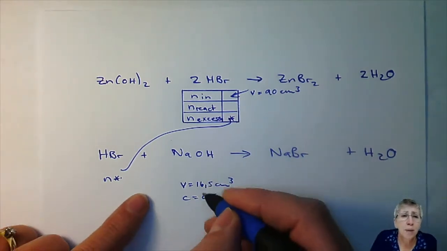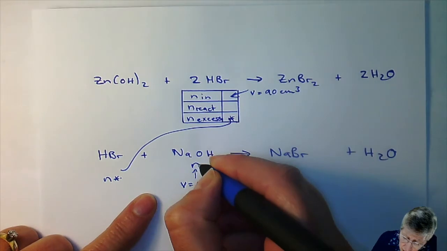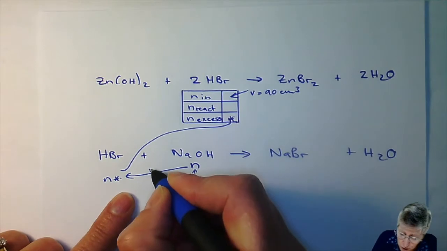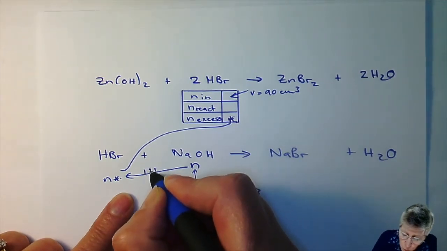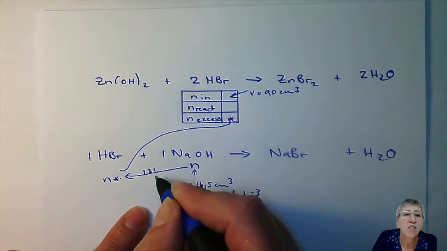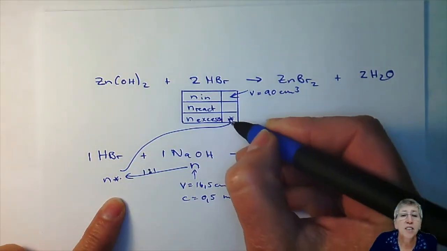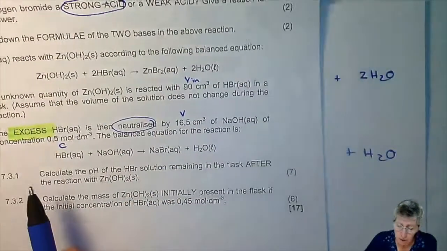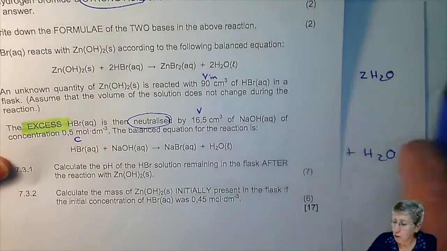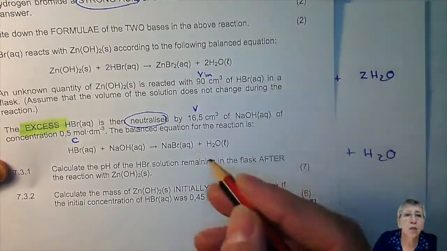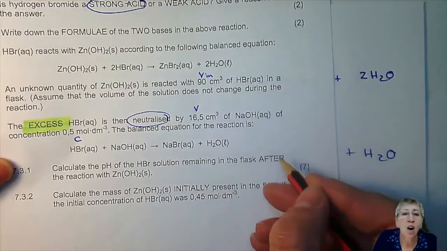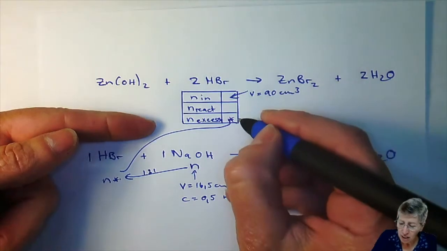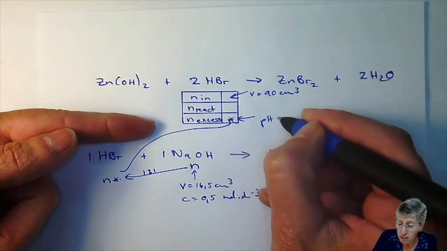Right. Now, the moment I see that, I'm immediately going to say, okay, so that's going to give me those moles, and those moles can give me those moles, because I know the ratio over here is 1 to 1. When neutralized, they are in the right ratio, 1 to 1. And that is going to give me that excess over there. Now, what do they ask? First off, they're asking, what is the pH of the HBr solution remaining in the flask after the reaction? So after the reaction, when you have that excess, they're asking us, what is the pH?